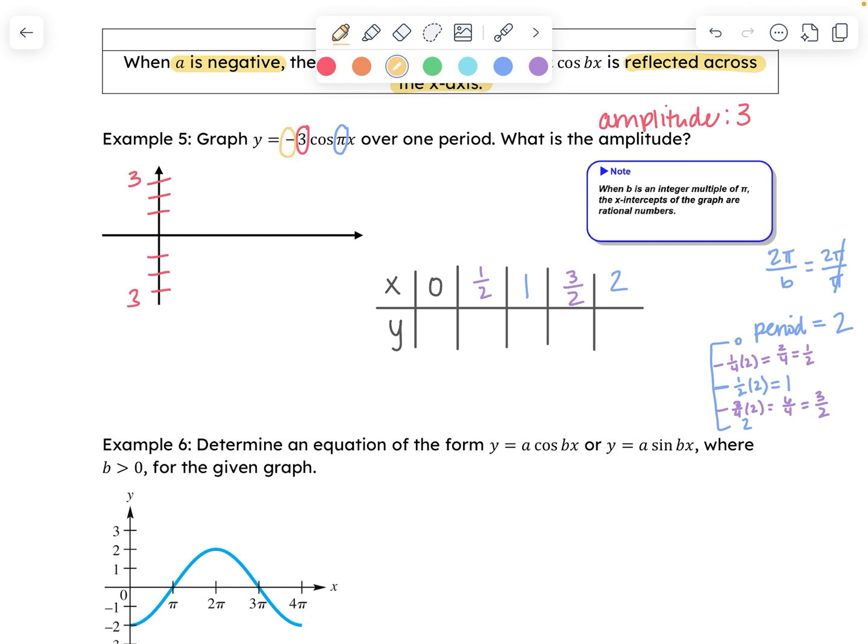I do have a negative, which means once again I'm going to reflect. And then since I'm a cosine, that's going to tell me where I'm going to start. So the cosine graph normally starts at the point 0, 1. So that means normally I would have 1, 0, -1, 0, 1. But I've got an amplitude and a reflection that's going to adjust that. So the amplitude being 3 and that reflection means I'm going to start down at -3. The zeros stay the same.